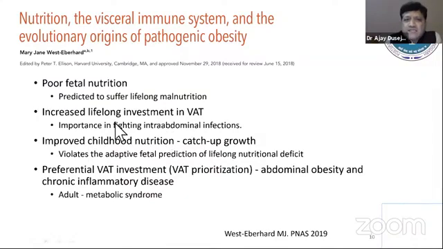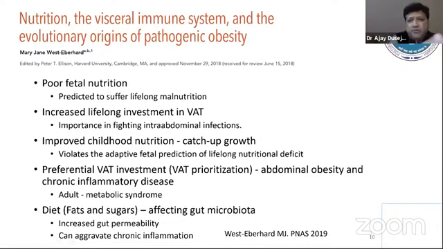Now if malnutrition doesn't happen in childhood or adulthood, and there is an excess of nutrition which comes in, there is something called catch-up growth which happens. But as I said, the visceral adipose tissue was prioritized from the fetal time, so it tends to get bloated, bigger and more inflamed, and that probably leads on to abdominal obesity, its chronic inflammatory state, all the complications and the metabolic syndrome which we talk about. And here, as I said, this was about fetal malnutrition or poor nutrition contributing to this.